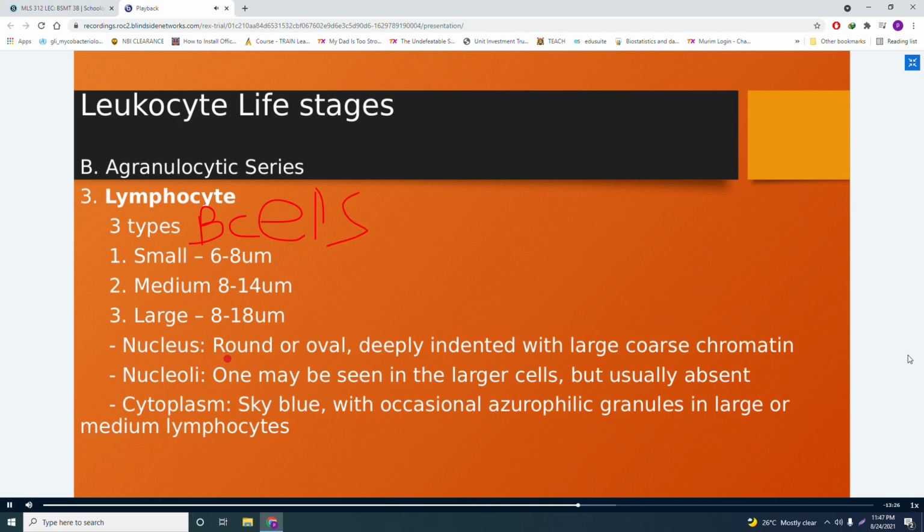Class, your lymphocyte nucleus can be round or oval, deeply indented with large coarse chromatin. Nucleoli, one may be seen in the larger cells but are usually absent. Cytoplasm, class, is colored sky blue with occasional azurophilic granules in large or medium lymphocytes. Okay? Any questions?